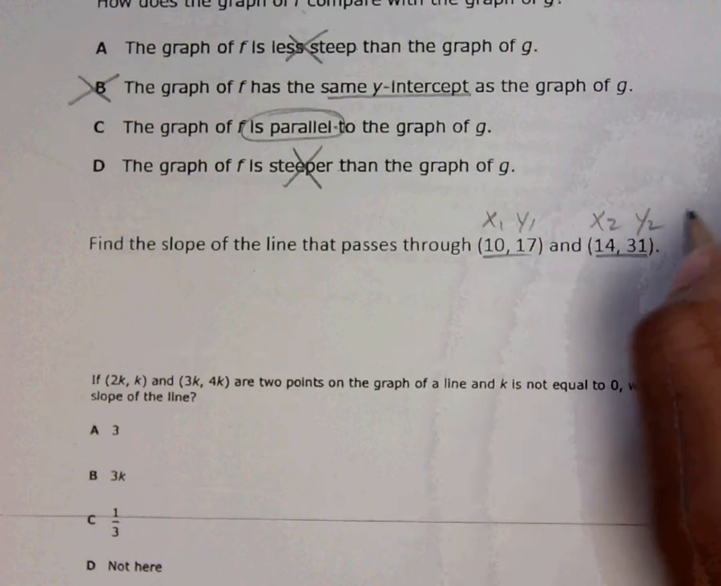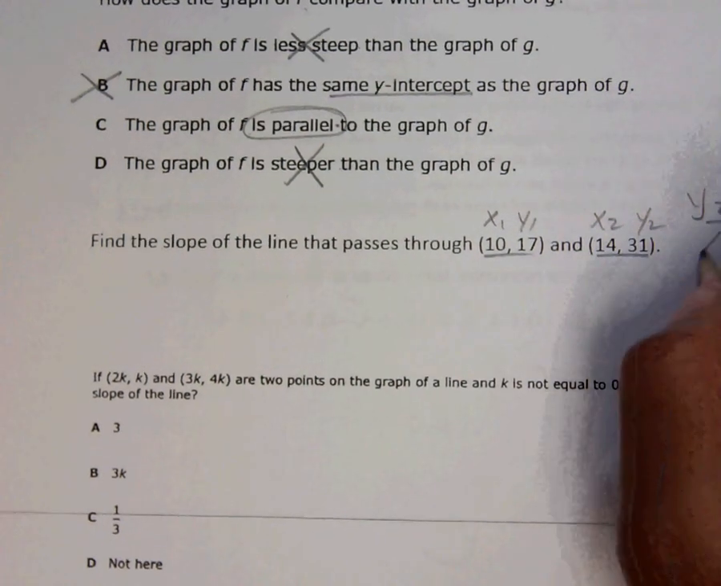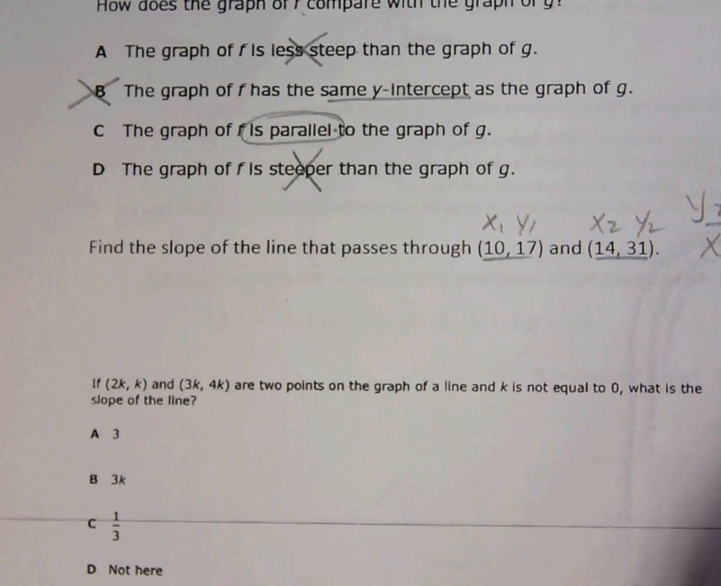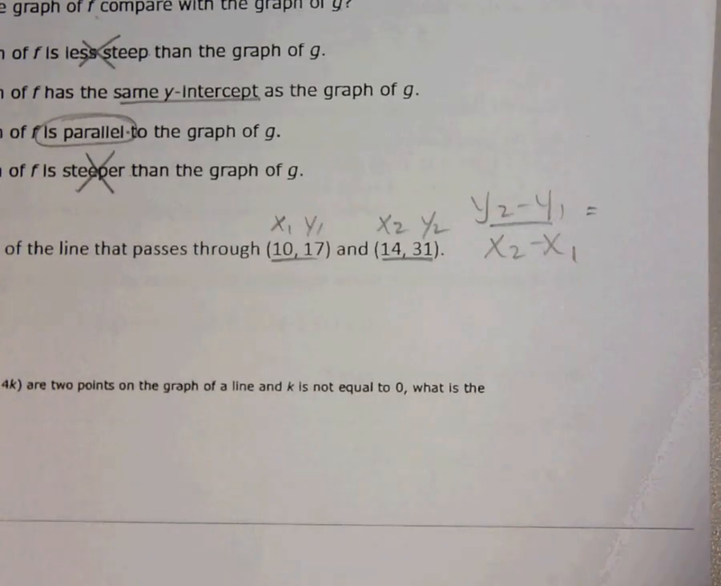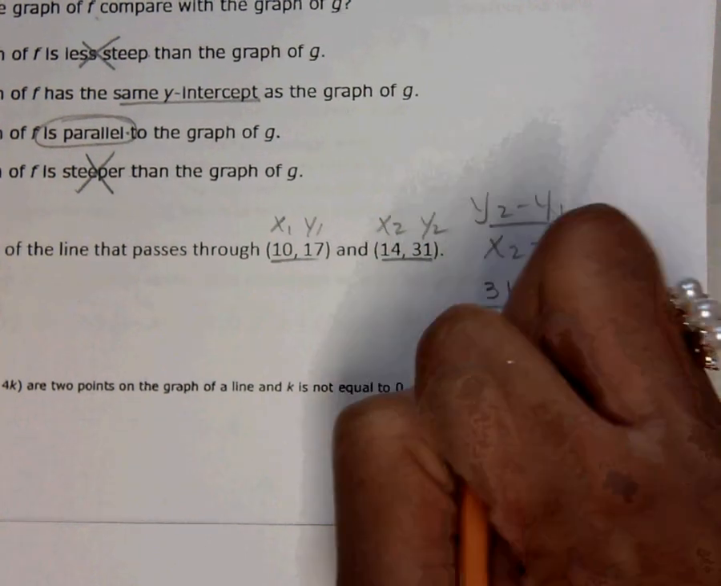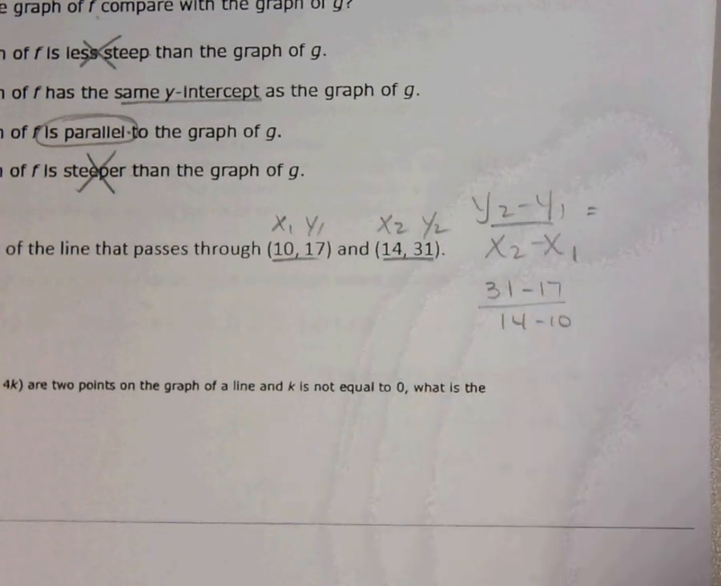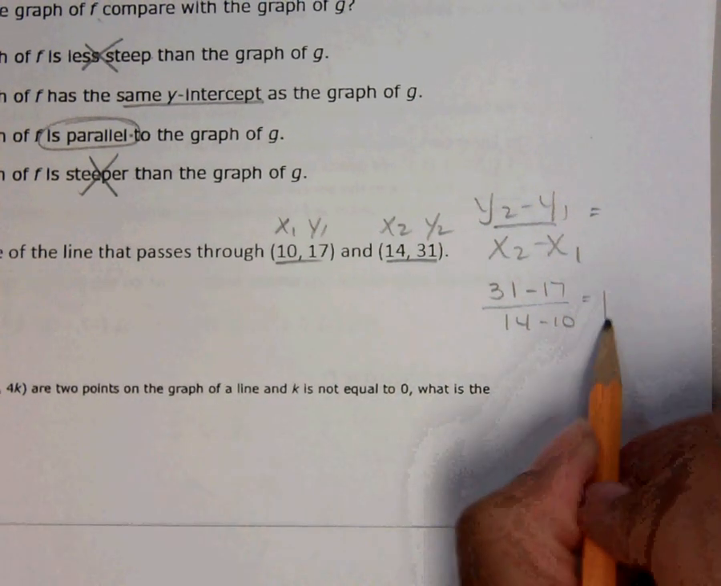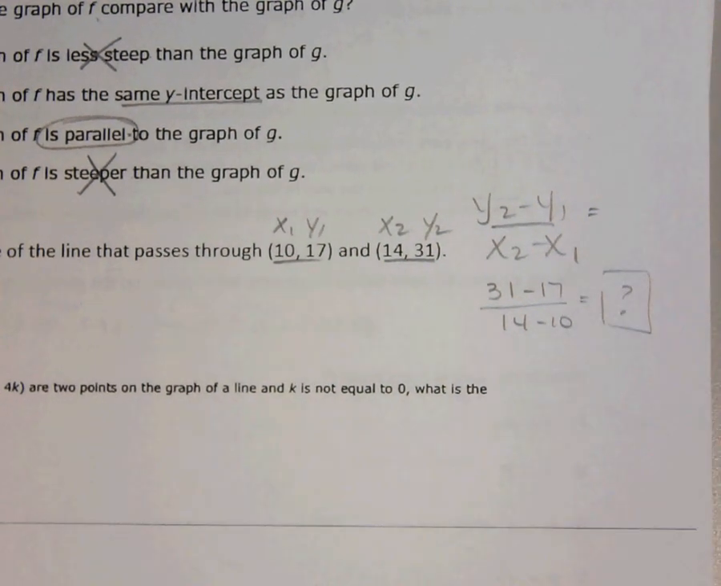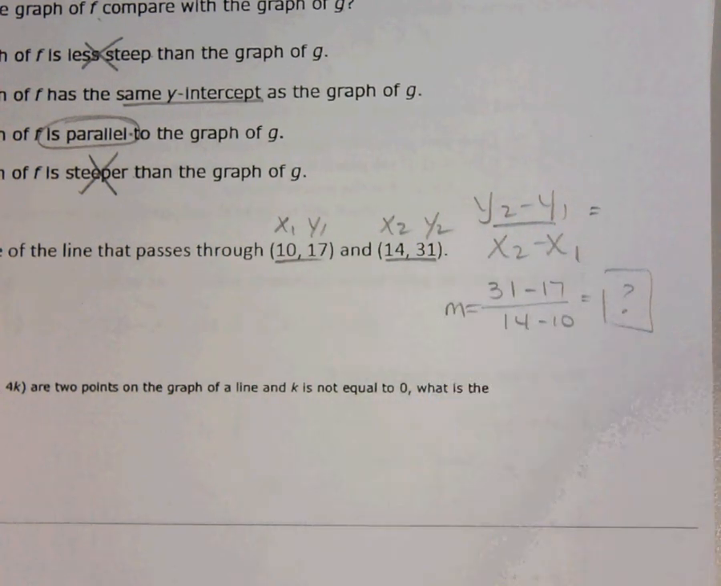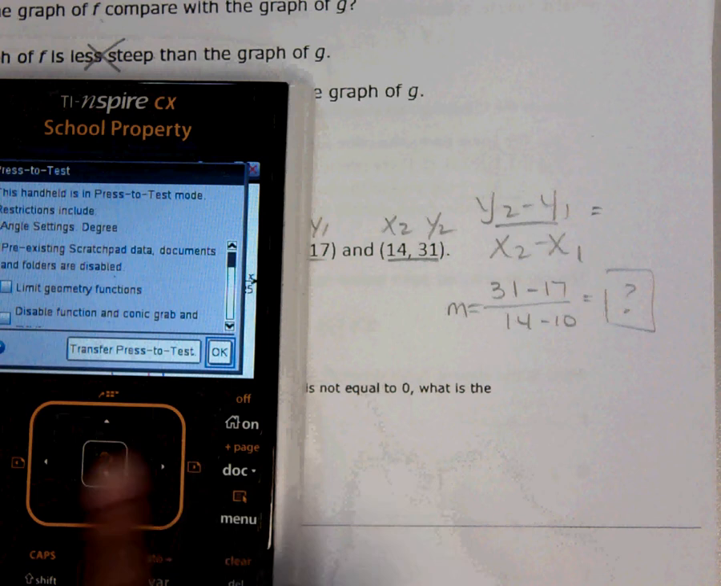Find the slope of a line that passes through these 2 points. So you should know the slope formula. y2 minus y1 over x2 minus x1. And then plug in, okay, you can see the formula now. Plug in 31 minus 17 over 14 minus 10. And get your answer. Whatever this answer is, it's your slope.